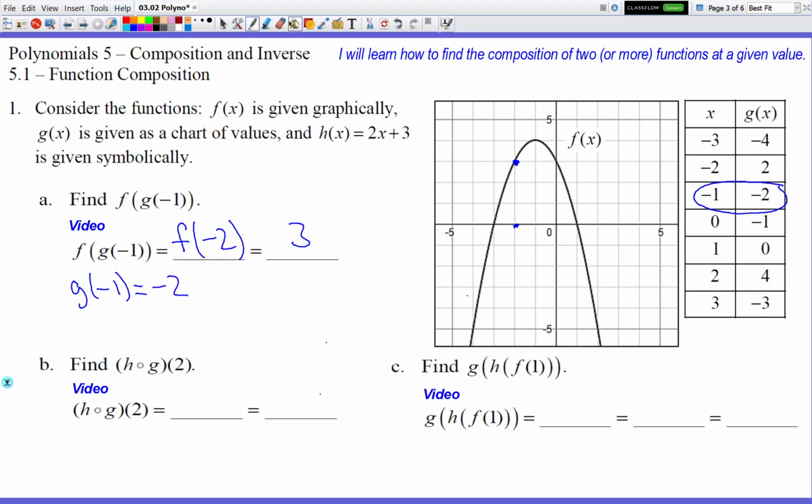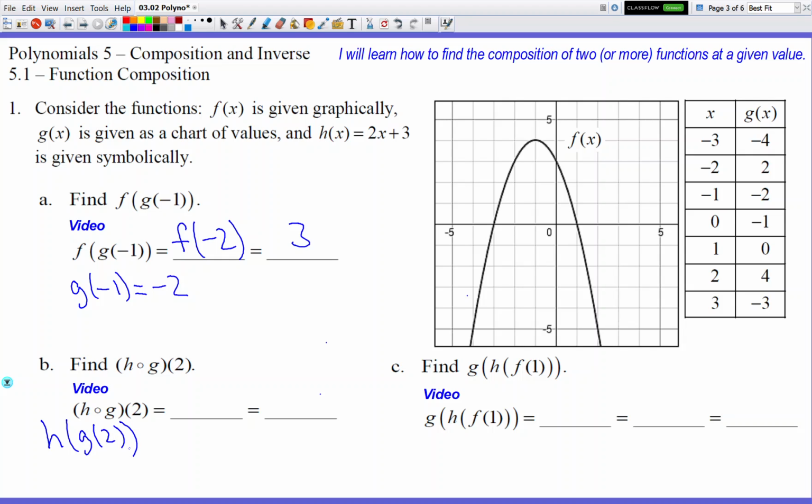But I'm going to erase these dots on the graph and on the table because I need to use these exact same tables and graphs for problem B and C. So let me erase that. Okay, so let's do problem B. Like I said, I don't really like when they write the composition of functions in this way. So I'm going to change it to this instead. So h of g of 2.